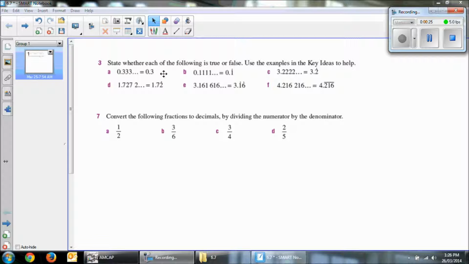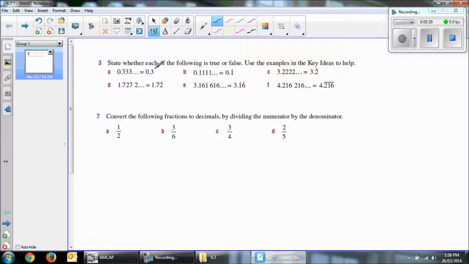That's not true, because if this was to show us that it was recurring like it is, they would put a dot above there. Okay, so that one would be false. This one, 0.111 and so on, equals 0.1. There's the dot. That is definitely true. This one, okay, 2 is recurring. Obviously, we have a 2 there.